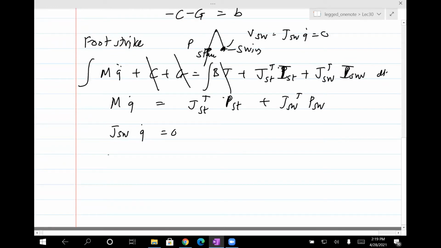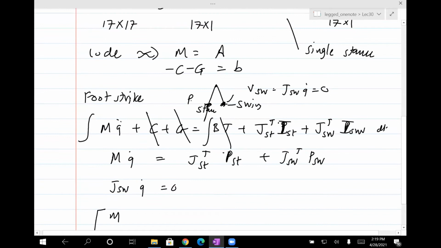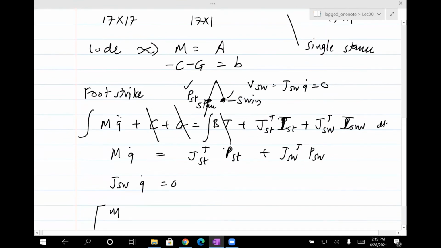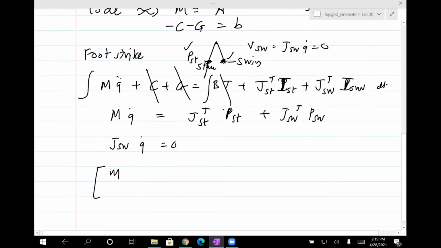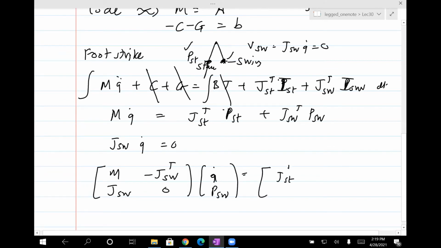And so with these equations, what we need to do now is, again, collect terms. The P stance is given to us because that's an impulse the system decides to apply, but P swing, the impulse of the swing leg, we don't know about it. So that has to be solved for. So [M, minus J swing transpose; J swing, 0] times [q dot, P swing] equals [J stance transpose P stance; 0]. Okay, let me just quickly check this. Yeah, that looks right.